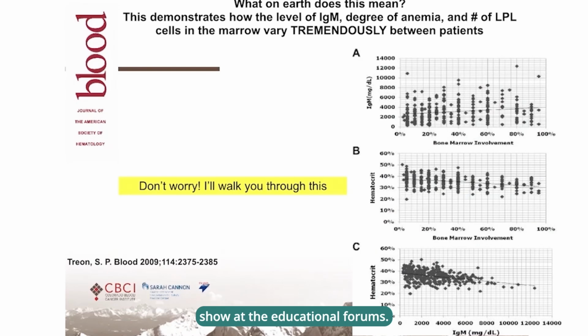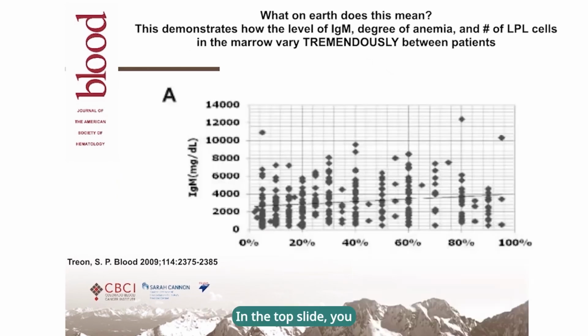This is a slide I like to show at the educational forums, and don't worry, I'll walk you through it. What it looks at is the number of lymphoma cells in the bone marrow, or the level of IgM in the blood, and what kind of problems it was causing. In the top slide, you can see the IgM levels ranging between 2,000 and 14,000, and the level of bone marrow involvement. If you look in the far right, you can have patients with very packed bone marrows who have very low levels of IgM. And conversely, you can have patients that have seemingly minimal marrow involvement with high levels of IgM. So it's all over the map.